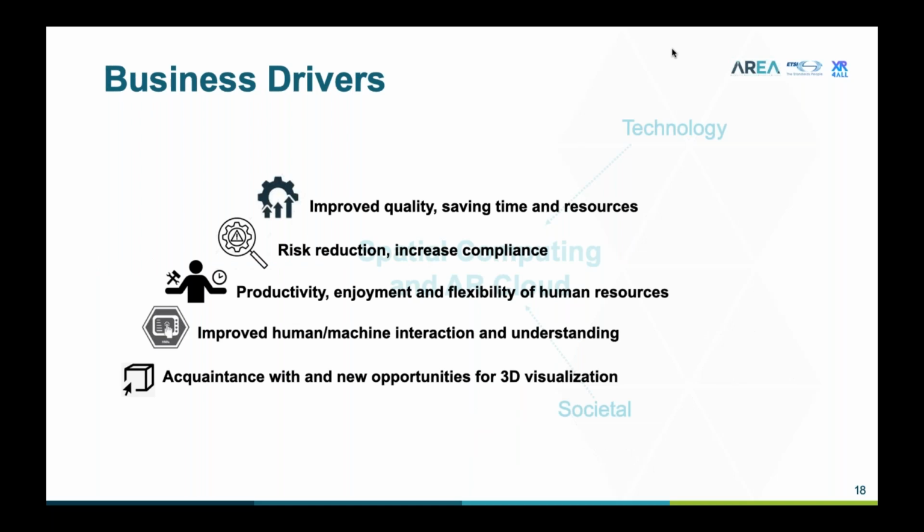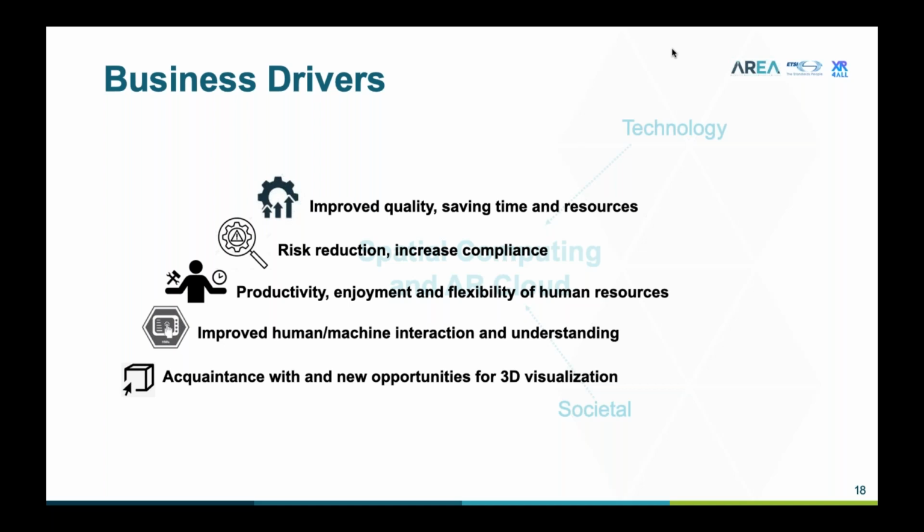Finally, there's a lot of business drivers. It's my opinion that the greatest use cases in the next few years are enterprise and industrial use cases, because the companies, the businesses, want to optimize their business process. So the first two of these bullets are really about optimization of the business, so improving quality as well as saving time and resources, but making everything more efficient.